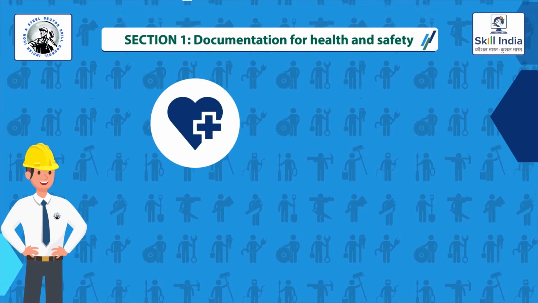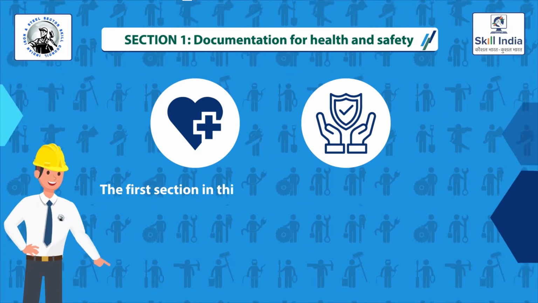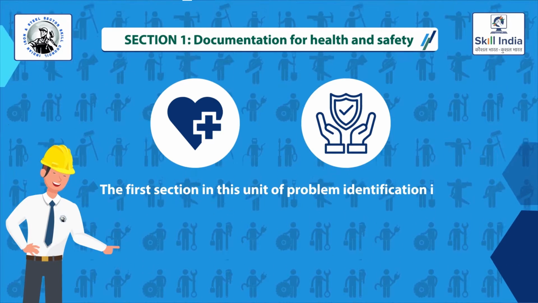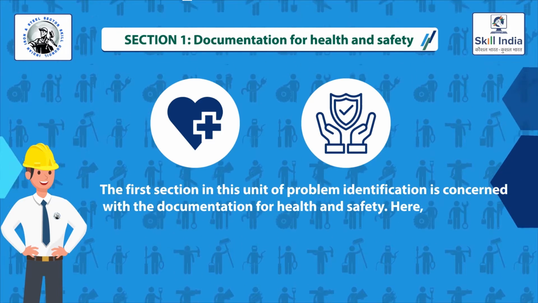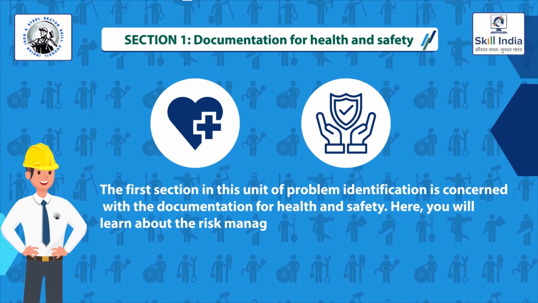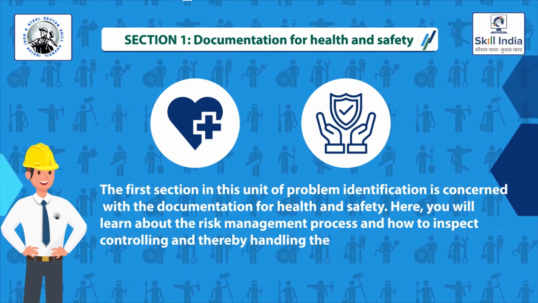Section 1. Documentation for Health and Safety. The first section in this unit of problem identification is concerned with the documentation for health and safety. Here, you will learn about the risk management process and how to inspect, control and thereby handle the problems at your workplace.